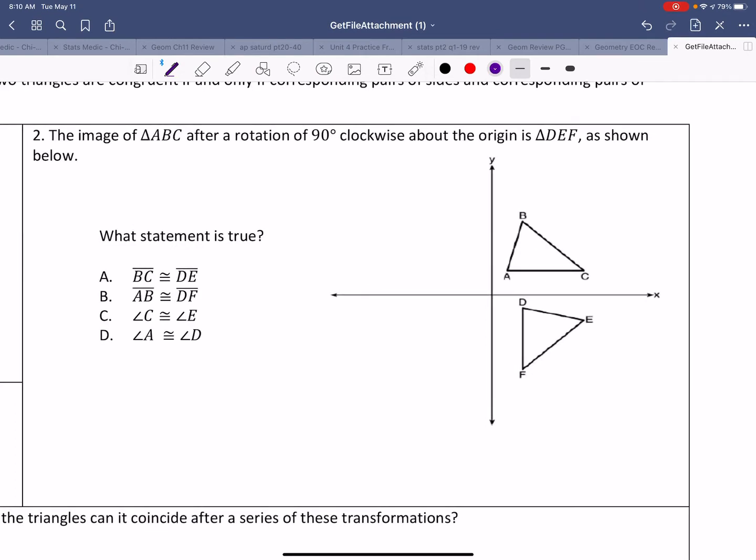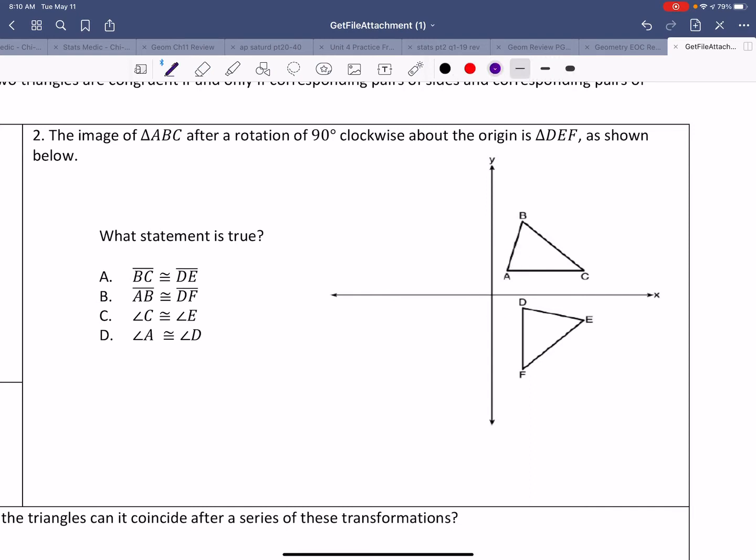Question number 2. It says, an image of ABC after rotating 90 about the origin, as shown below. What statement is true? This looks like it's a little off, but maybe it's just the picture. Let me think about this for a minute. All right, so the picture looks a little bit off, but I guess we're going to just trust that the image ABC after rotating at 90 on the origin as shown below.